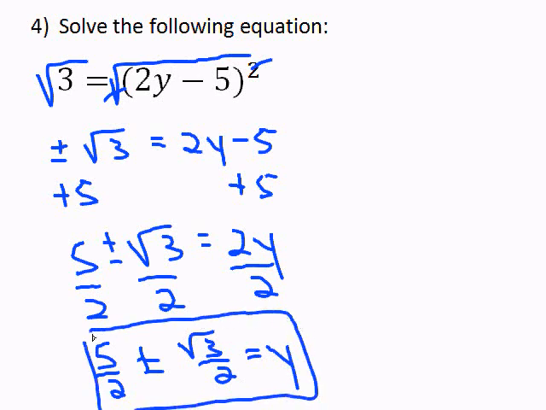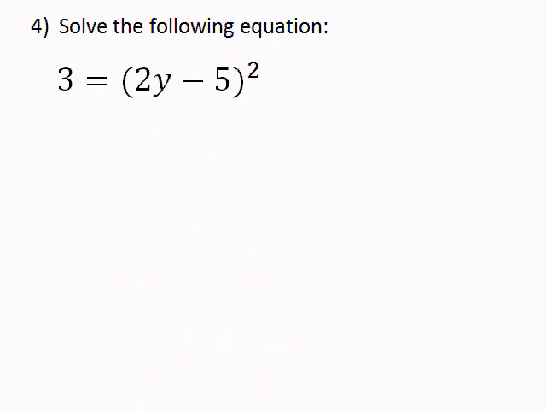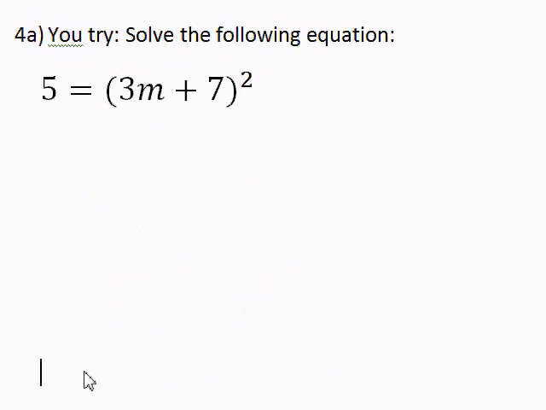Now if you had a calculator, you could type that out in your calculator and you would get a couple of different decimals for your final solution. But for the purposes of this class, this will be a perfectly acceptable final answer. And try this one on your own, pressing pause and press play when you're ready to see the answer.